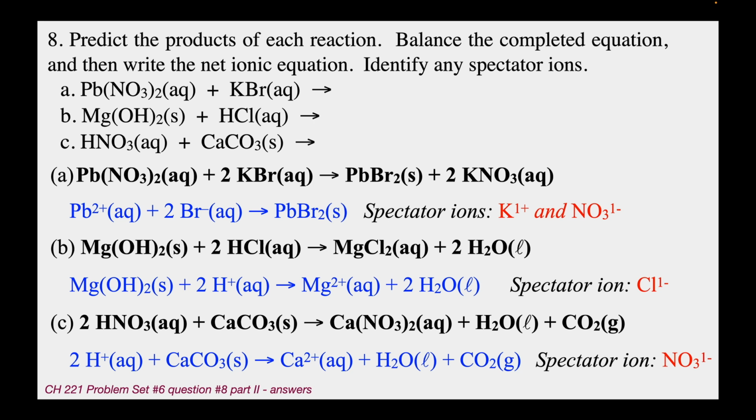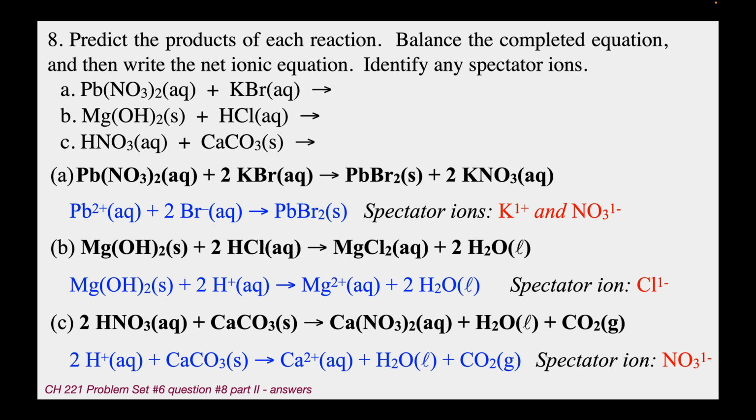That's the action of the reaction, the exciting part. So making PbBr2 in part A is the exciting part. The KNO3 is boring. K plus and NO3 minus just float around and don't do anything. They're not very exciting at all.